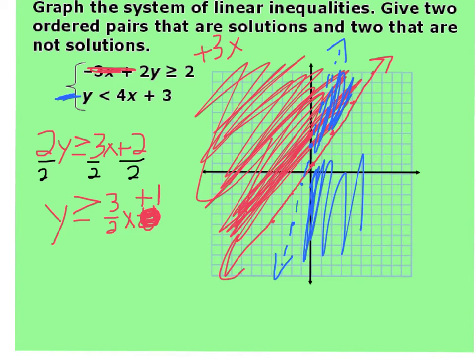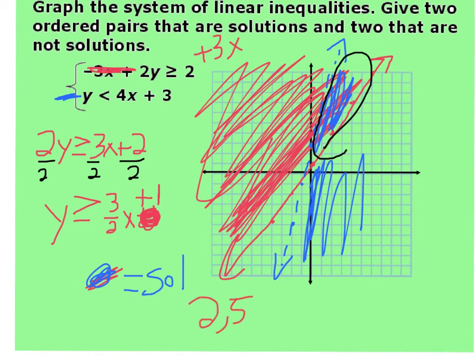But remember, the answer I'm going to circle in black. The answer is right there. Okay, the answer is where blue and red meet. So remember, I always say that's my solution. You'll be asked on tests or quizzes to name a point in there. So I might say 2, 1, 2, 3, 4. I could say 4 because it's solid. 4, 5 to be safe. So I could say 2, 5 is in my solution set. Remember, you cannot include anything on the dotted line. Dotted line is out of bounds.